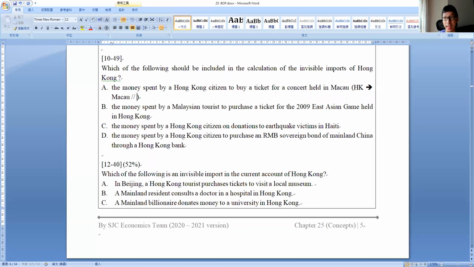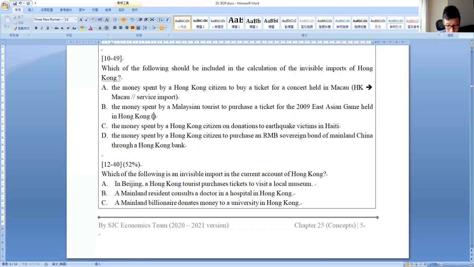And a concert ticket, concert would be a service. So it would be an import of service since I'm paying money, right? So A would be the answer. Now what about B? By a Malaysian tourist.